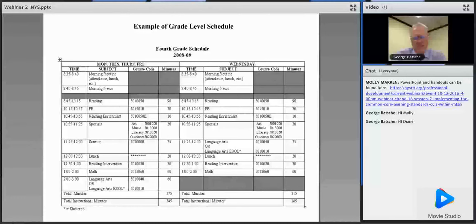Now that 2 to 3 o'clock could also be used for other students who don't need additional instruction, or it can be used for enrichment or something similar to that. So we have built in a total of 180 minutes. Look down that column by subject. What's missing?